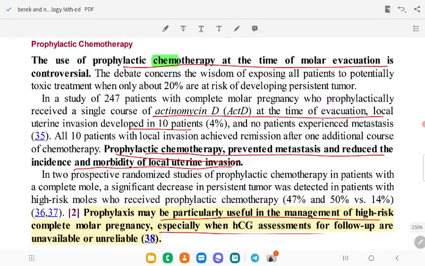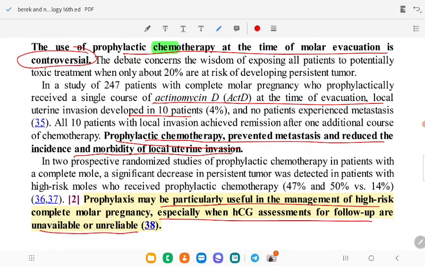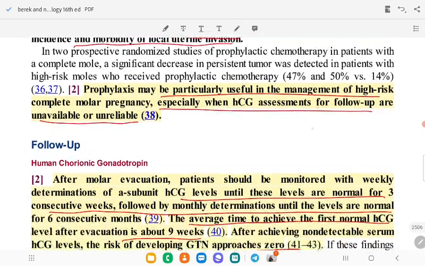The role of prophylactic chemotherapy at the time of evacuation is controversial, but some say it can be useful if the patient is high risk. Prophylaxis may be particularly useful in managing high-risk complete molar pregnancy, especially where hCG follow-up is unavailable or unreliable. If you suspect the patient will not do proper follow-up, then what you can do is give prophylactic chemotherapy.